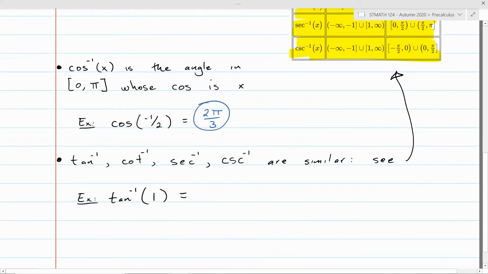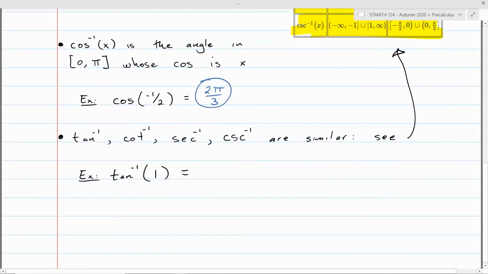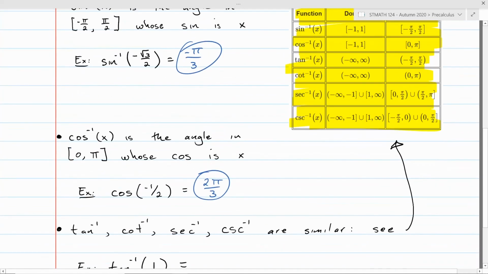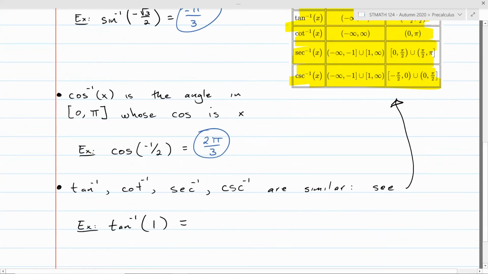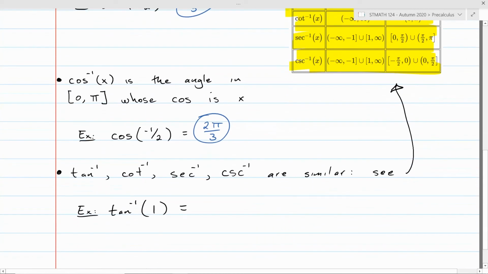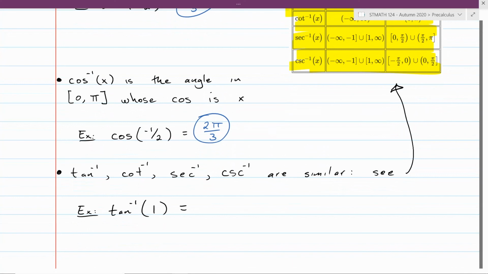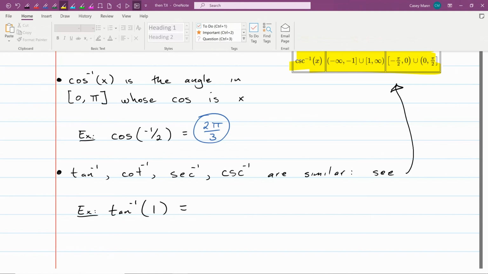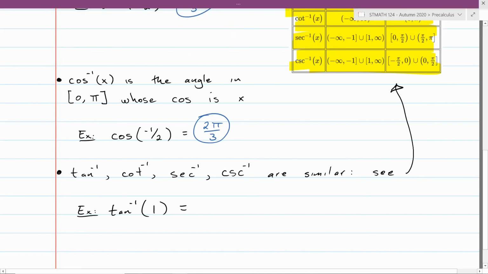So for example, what's tangent inverse of 1? Well, from this table, I know that the range of tangent inverse is negative pi over 2 to positive pi over 2, endpoints not included. So I'm looking for the angle between negative pi over 2 and positive pi over 2 where the tangent's equal to 1. Well, tangent's going to be equal to 1 when the x and the y values on the unit circle are equal to one another. And I know that that happens at those 45-degree angles. In fact, tangent inverse of 1 I know is going to end up being pi over 4.